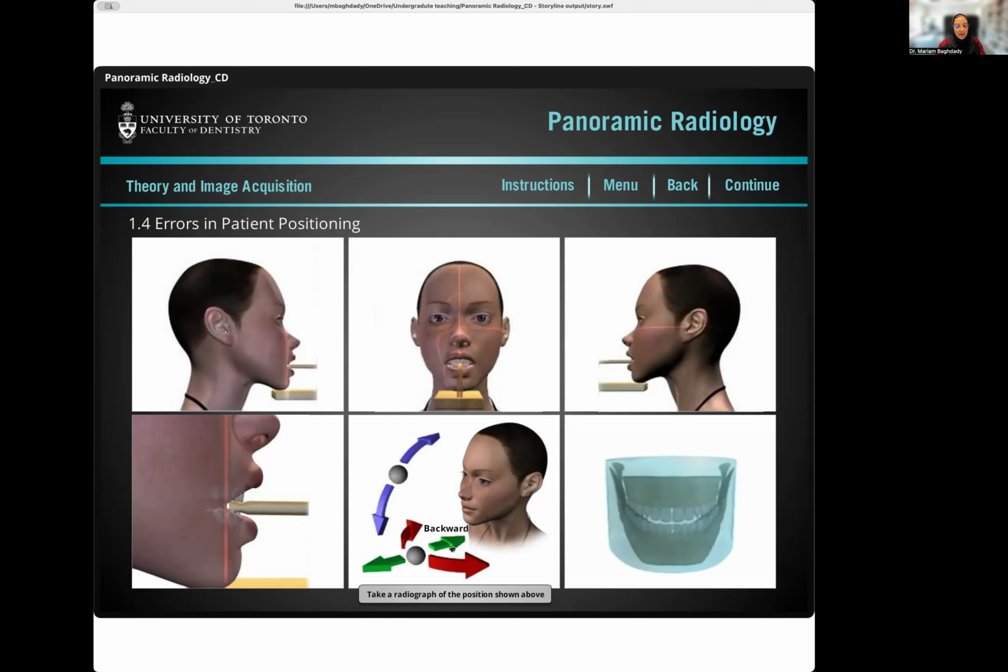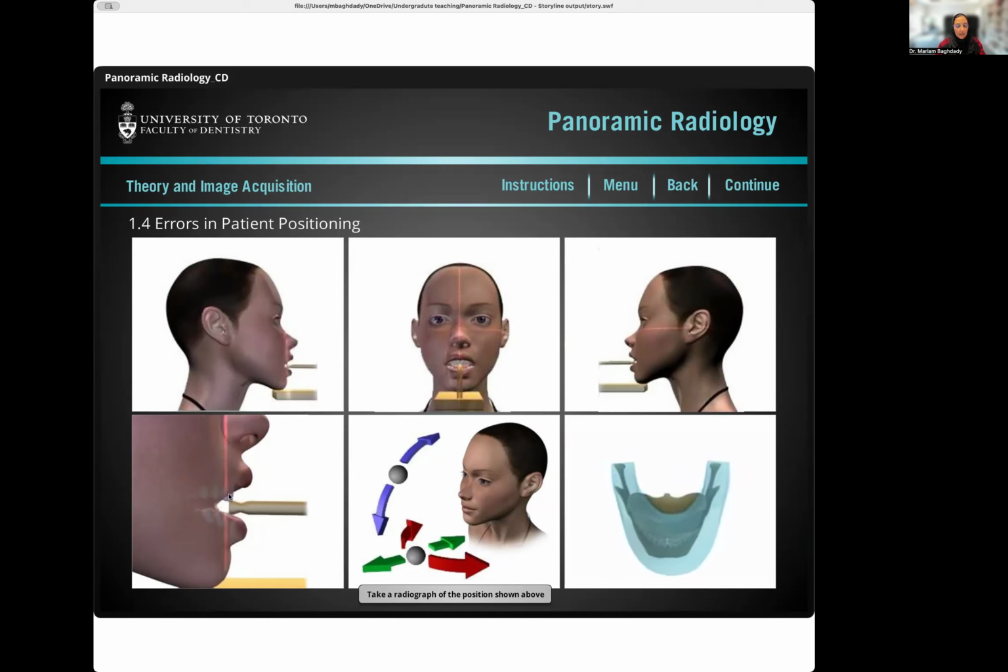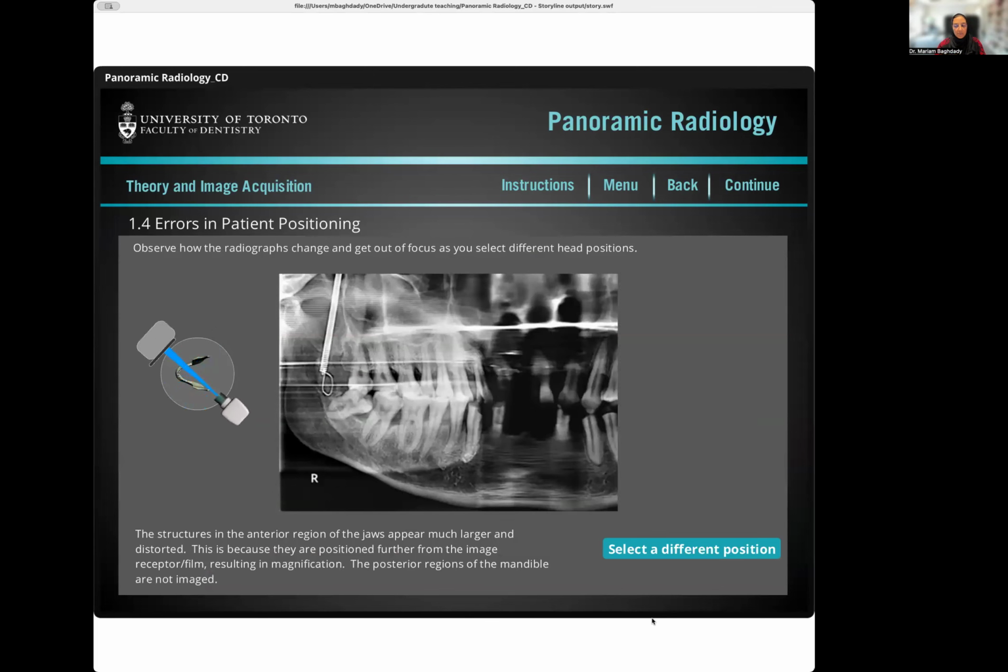What happens if I take the patient too far backwards? Look at where the canine line is. It is at the lateral incisors. And what have I done? I have taken the whole mandible and maxilla backwards because they've gone all the way back. And condyles are cut out. This area right here is too far. This is way too far back. And what's going to happen?